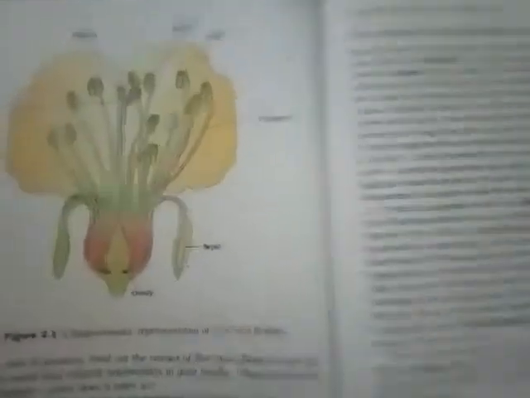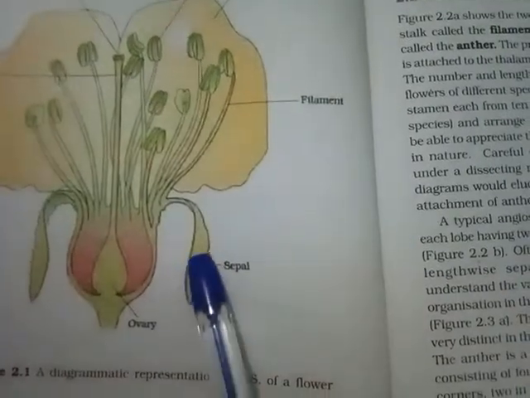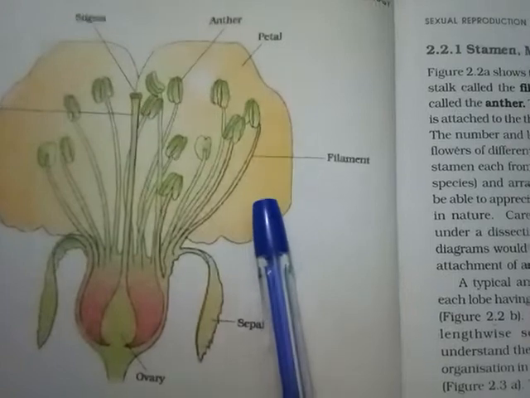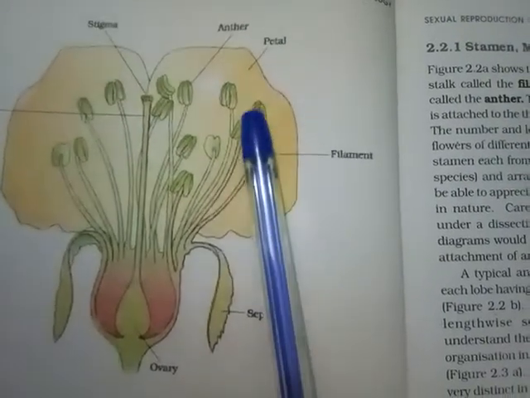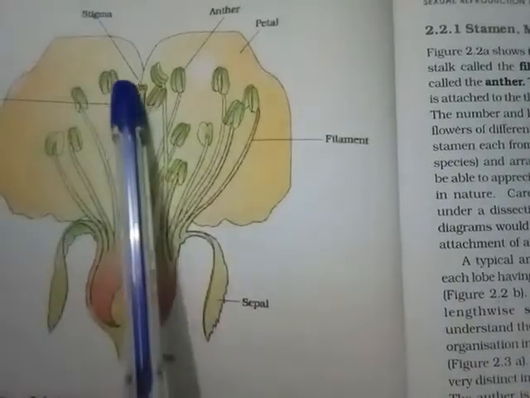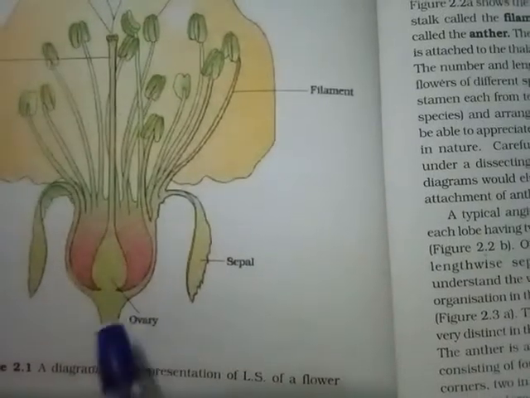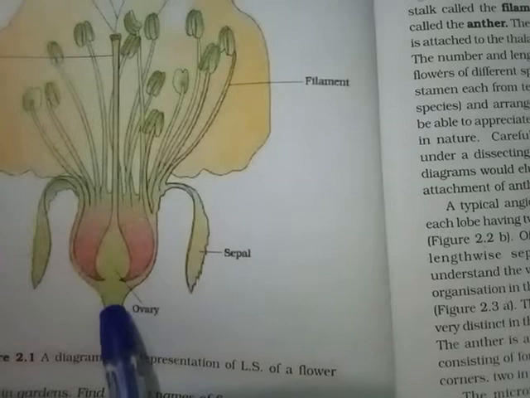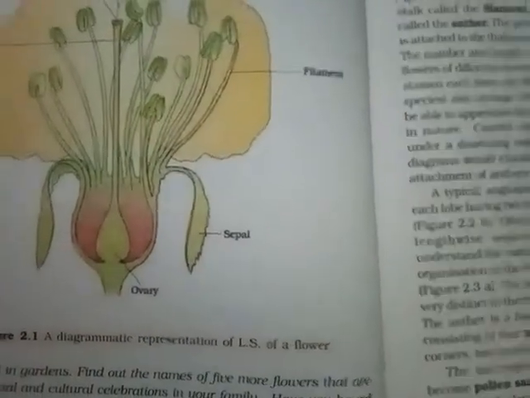So if we see in the diagram, these are the sepals, green in color for protection. These are the petals for attracting insects for pollination. Then these are the stamens and this one is the carpel, or we can also call it the pistil. This swollen portion is called the thalamus, this stalk-like structure is called the pedicel, and below it is the peduncle.